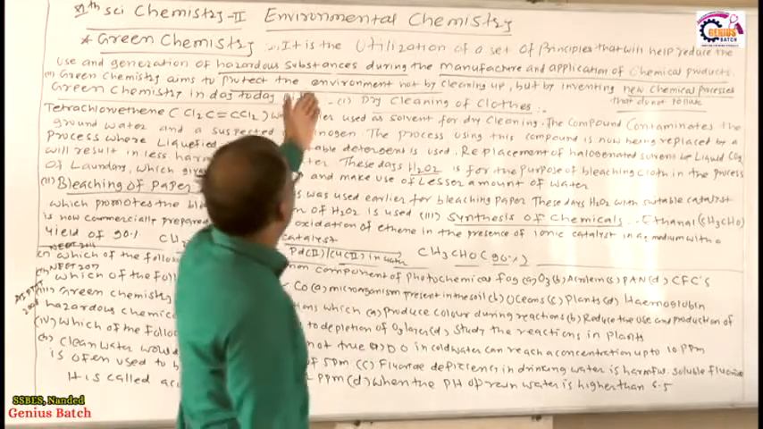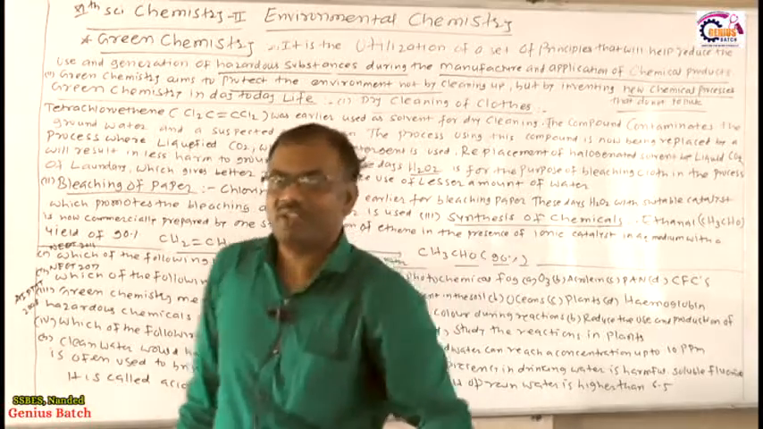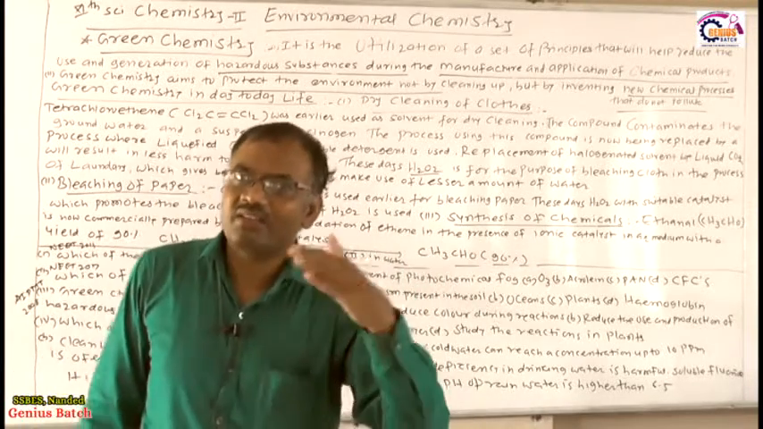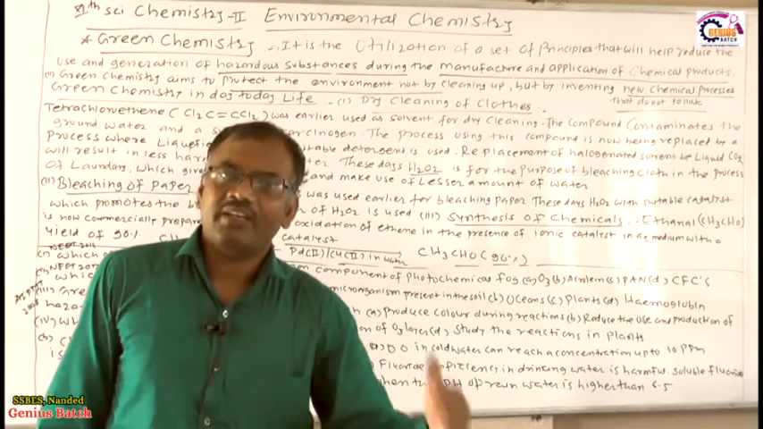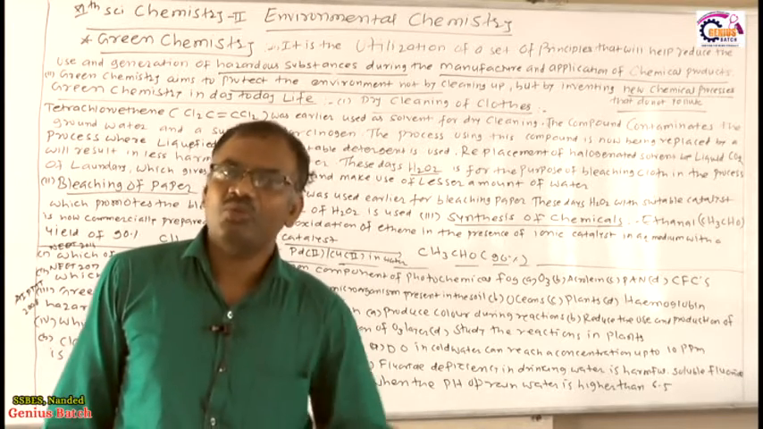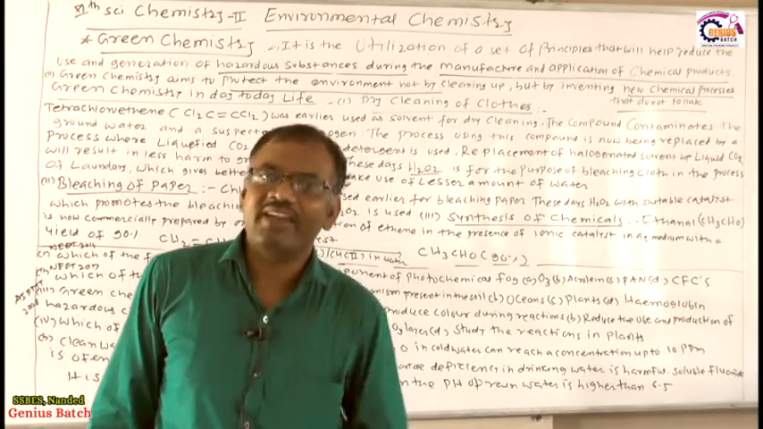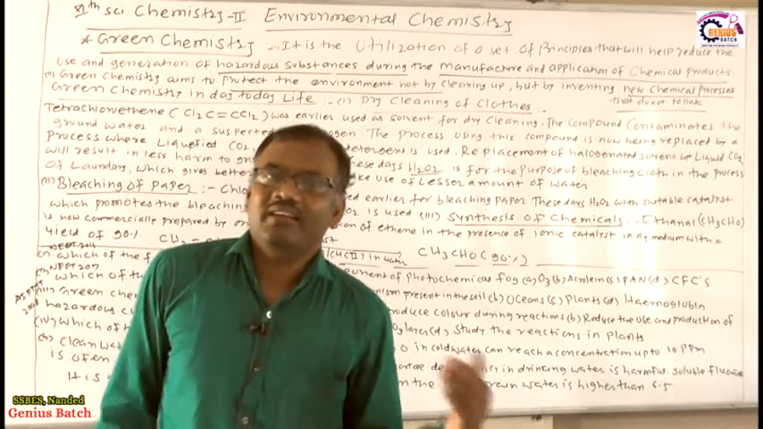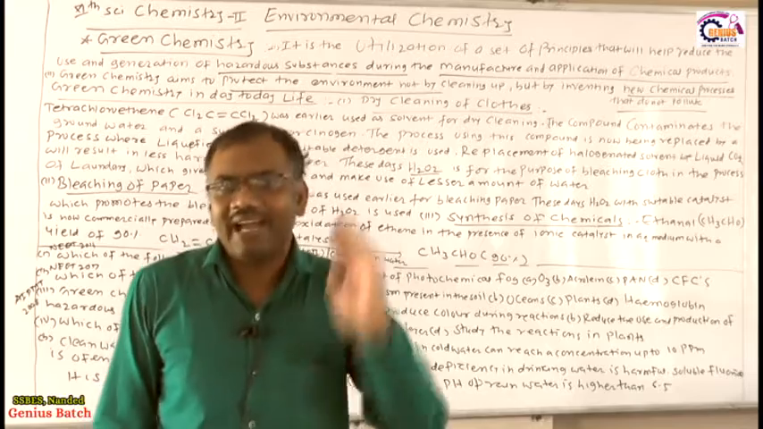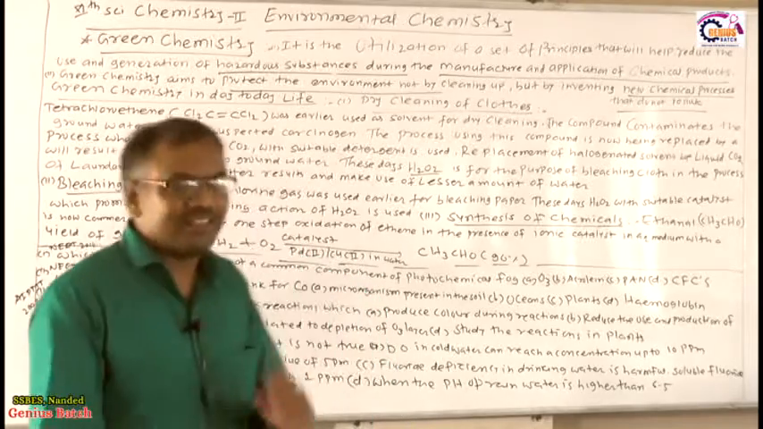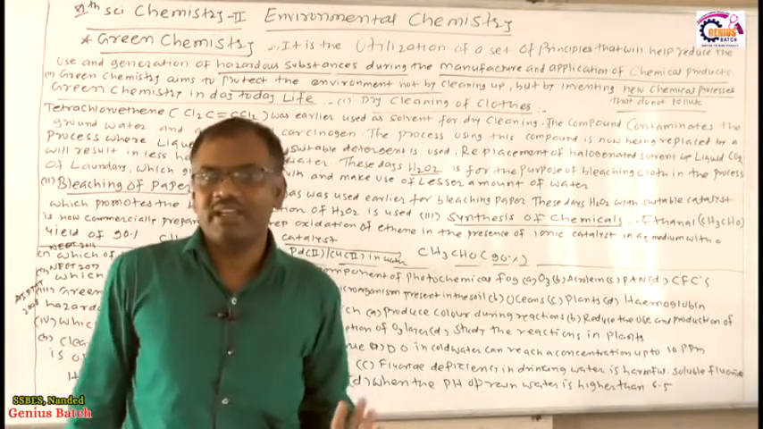So here we have written: it is the utilization of a set of principles. We have to develop principles. The principles already used to develop different chemicals for day-to-day life, we have to change, and we have to invent such a method to replace the processes of the different chemicals which pollute the environment. That is to be done in green chemistry. Have you understood what is meant by green chemistry?